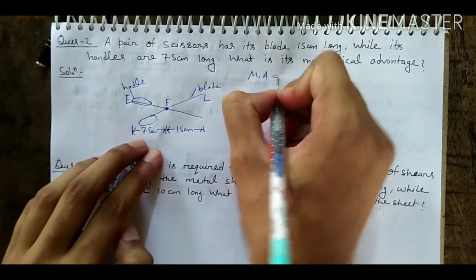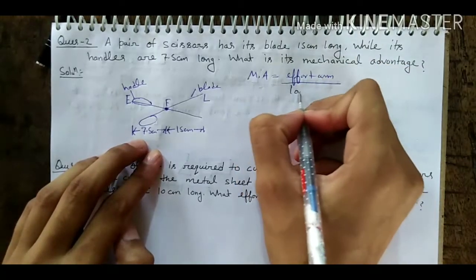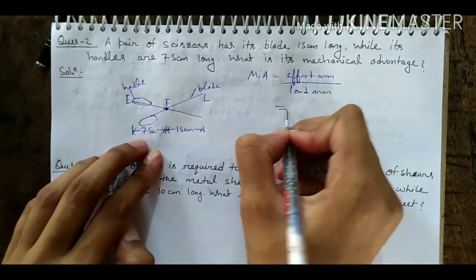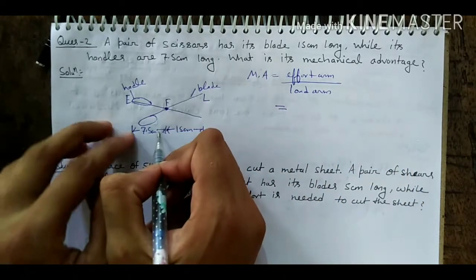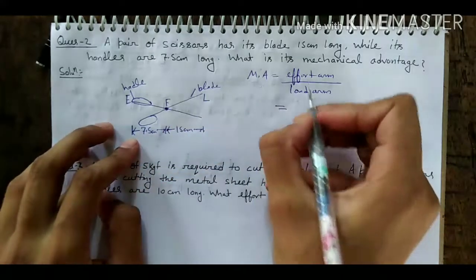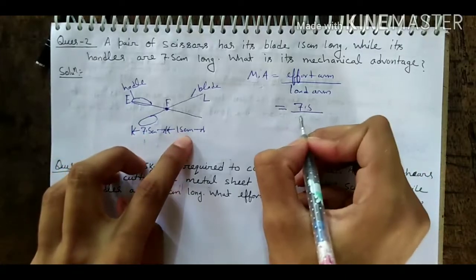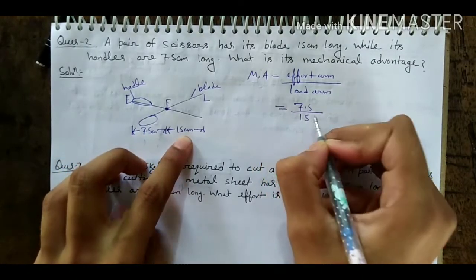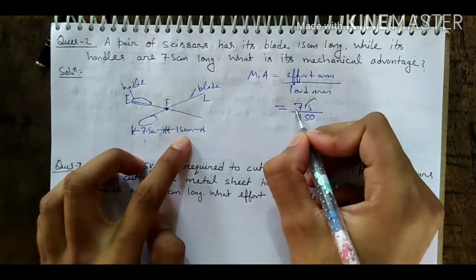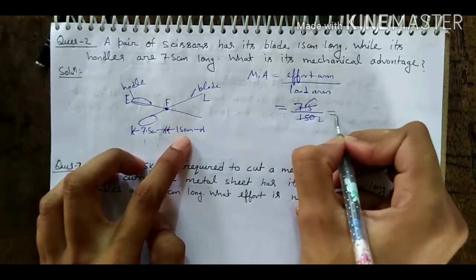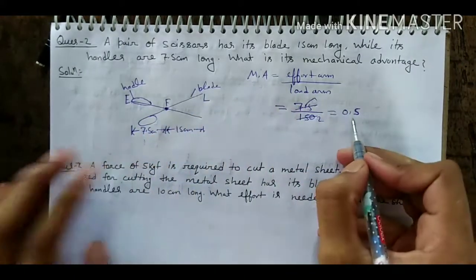Mechanical advantage means effort arm upon load arm. Here the effort arm is given. The distance from effort to fulcrum is known as the effort arm. Here effort arm is given as 7.5 and the load arm is given as 15. After solving 7.5 upon 15, it will equal 0.5. The mechanical advantage of this scissor is 0.5.